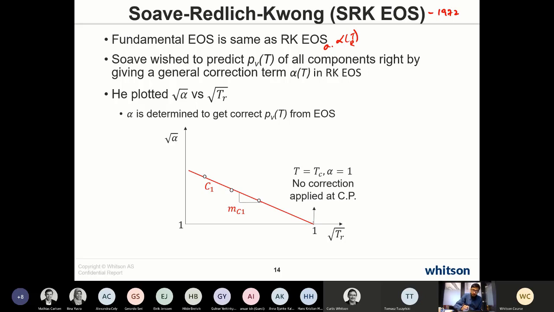So at TR, that's the reduced temperature, which is T over TC. At TR equal to 1, where we know that the temperature is equal to the critical temperature, there is no correction. So alpha is equal to 1. The main reason why there is no correction at the critical point is that the critical point is the input to the EOS model. You provide these two numbers to the EOS model, TC and the critical pressure. So at the critical temperature, the vapor pressure has to be the critical pressure from the cubic EOS, because that's the input.